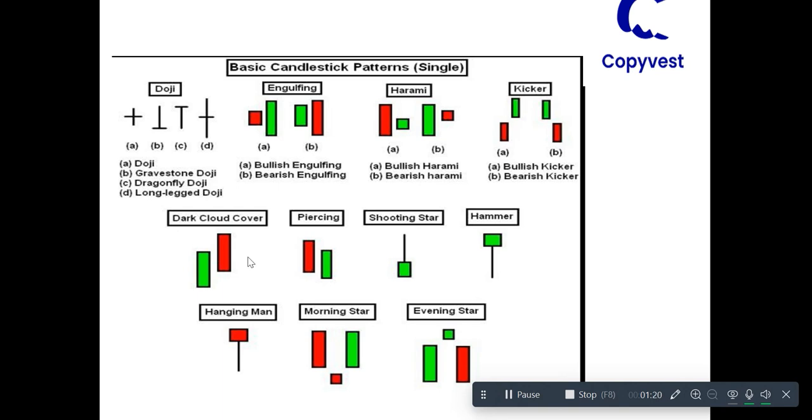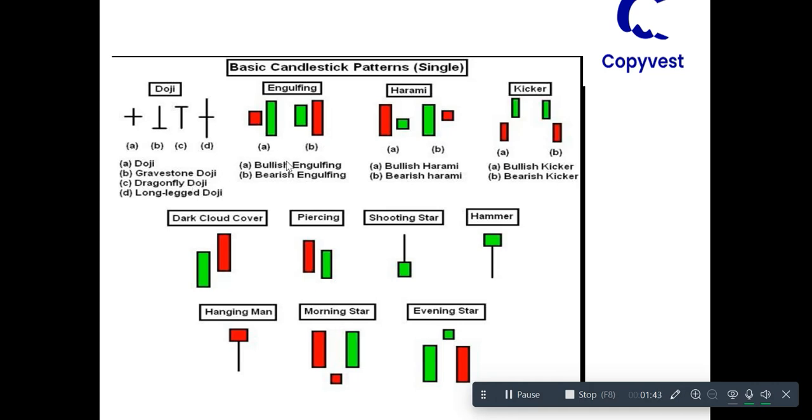Okay, so there are several types of dojis. You have the regular doji, you have the gravestone doji, which is this. You can see that the shape is like a gravestone. You have the dragonfly doji that looks like a T, and you have the long-legged doji that is like the regular doji, but this one is very long, like a cross.